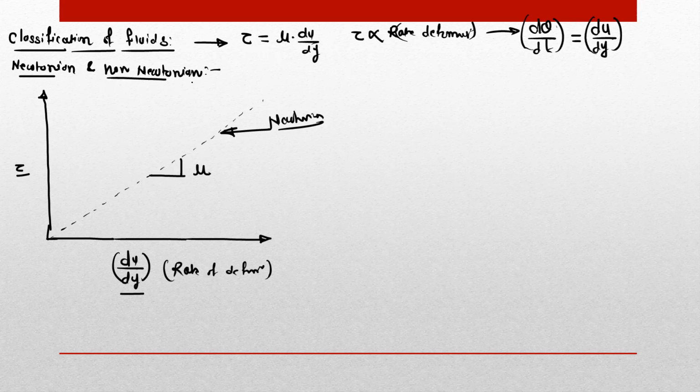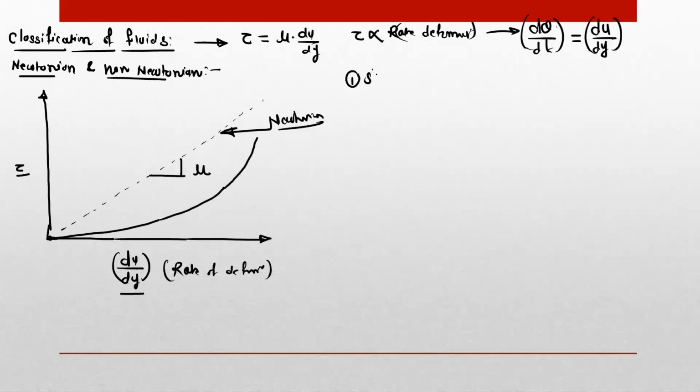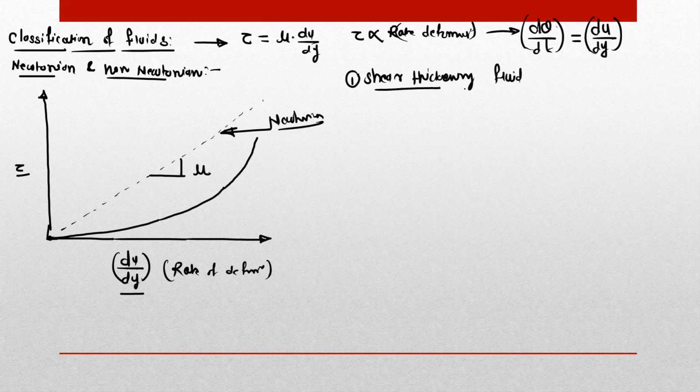Now, some fluids do not obey this law. These are called non-Newtonian fluids. The first is the shear thickening fluid, and for it we get a graph like this. What is the meaning of shear thickening fluid? As we increase the force value or the shear stress value on the fluid, the fluid becomes more and more thick, that means its viscosity increases, as you can see here on the graph.